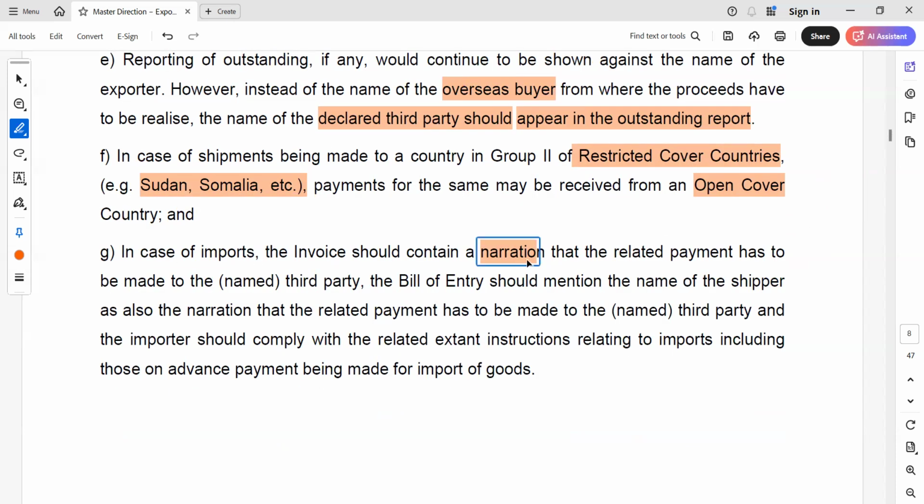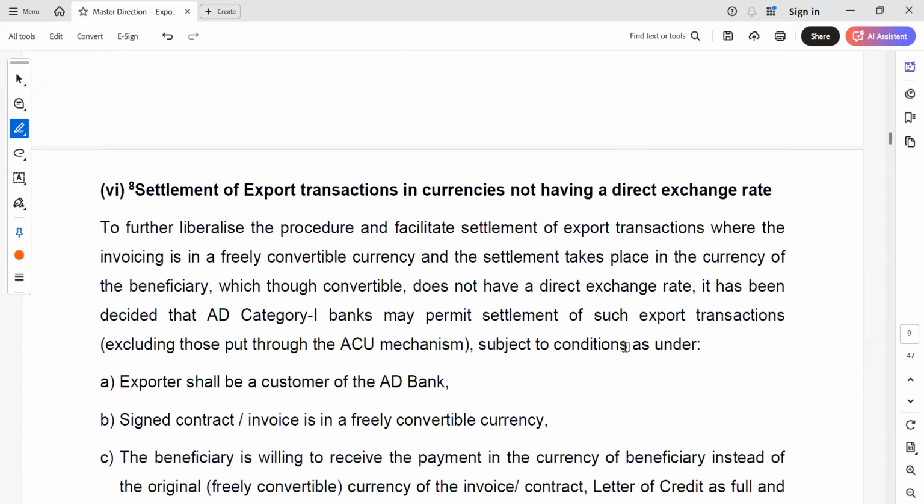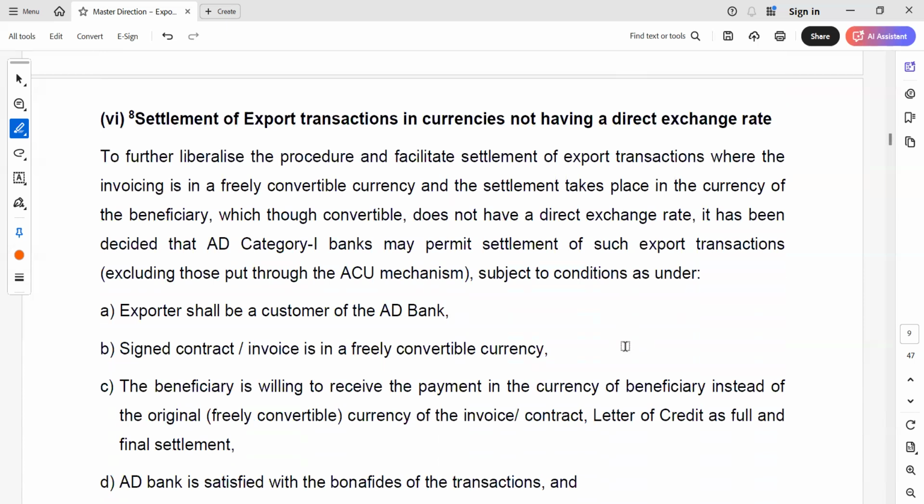So in case of import also, in the bill of entry it should be mentioned the name of the shipper as also the narration related payment, third party, and the importer should comply. So settlement of export transaction in currencies not having a direct exchange rate. Okay. So where a direct exchange rate is not available.